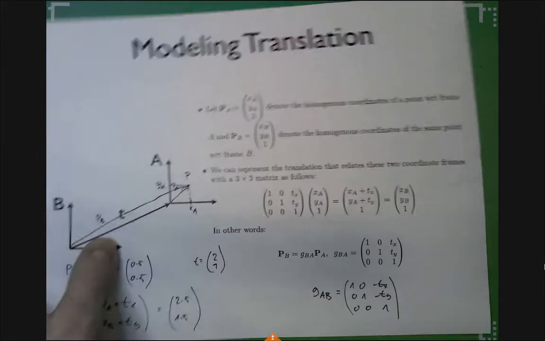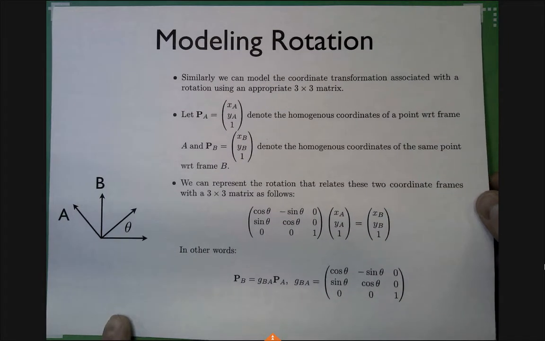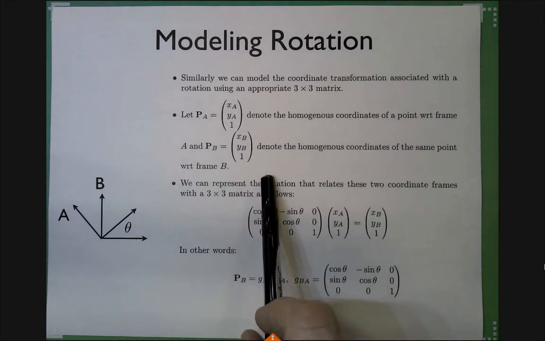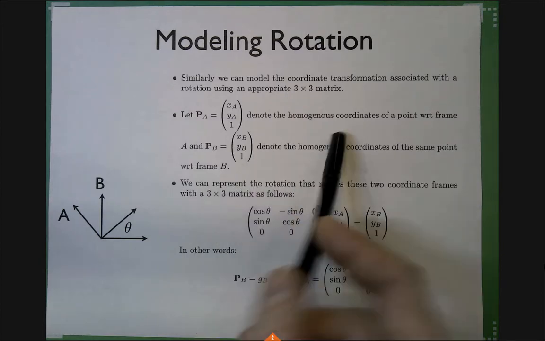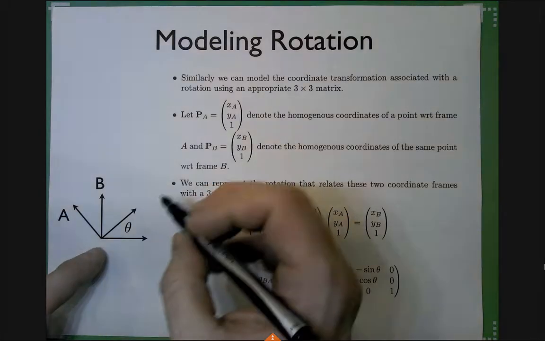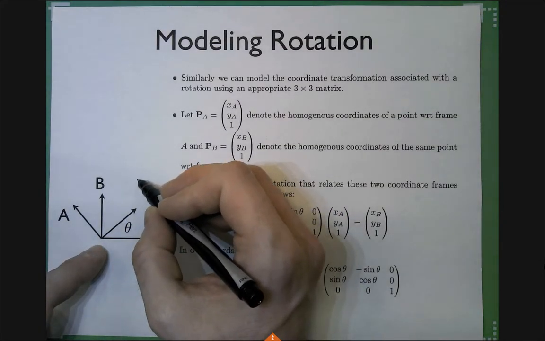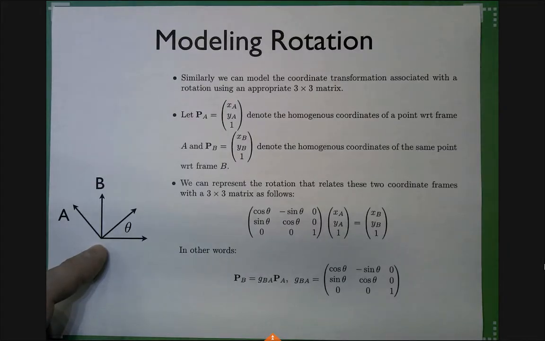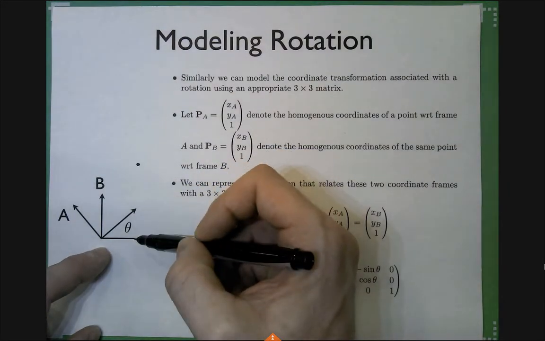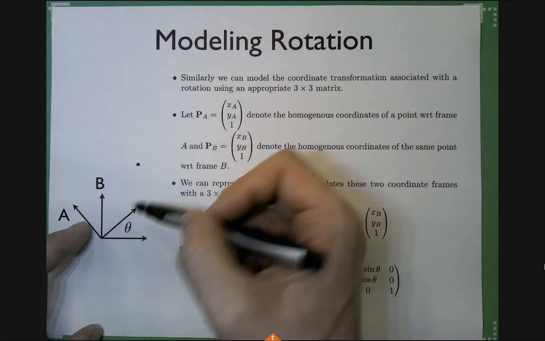So that's translation. How do I do rotation? It's pretty much the same story. Here, when doing rotation, I wouldn't even need the homogeneous coordinates because rotation already is a linear transformation, so I don't really need the affine part there, right? The idea is exactly the same. Again, I have some point P somewhere, like a point here. And I measure its coordinates with respect to frame B and with respect to frame A.